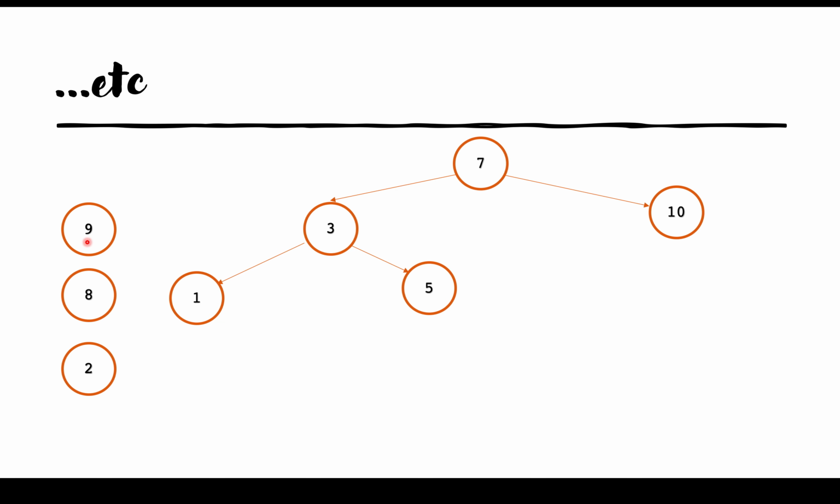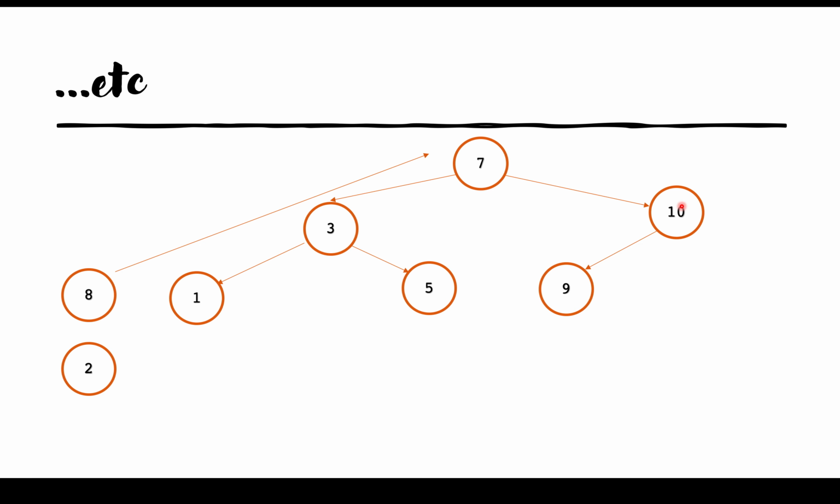Let's try and add another node. So let's pretend we had a list of numbers. Instead, we're going to organize them into a tree. But how does that get done? 9 gets added to 7. 9 is greater than 7, so it goes to the right. Now we compare 9 to this right side. 9 is less than 10, so it goes to the left.